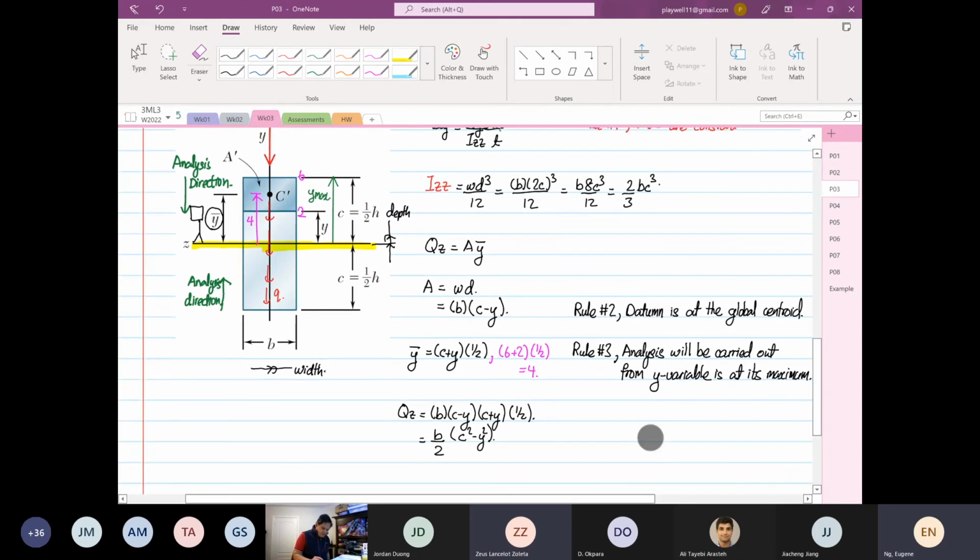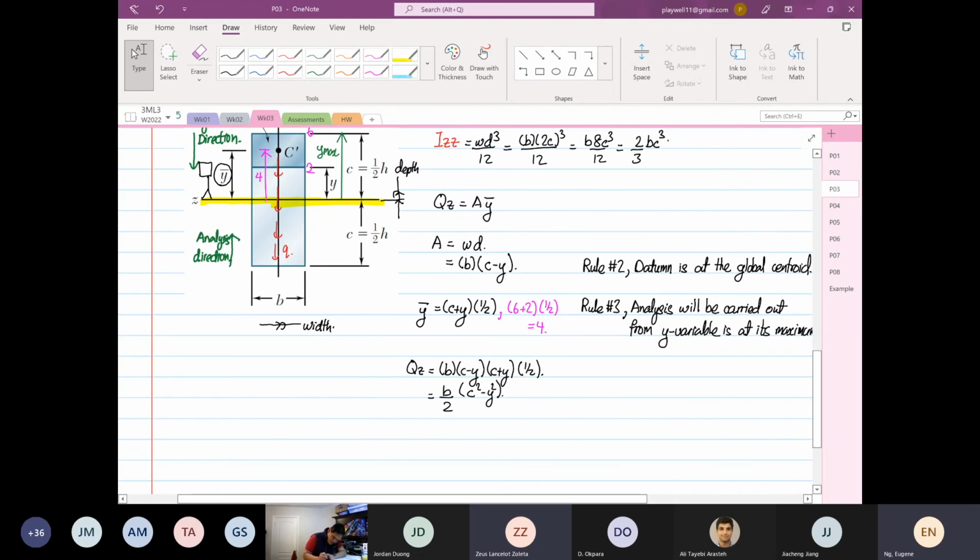Okay. So now we are going to substitute into our formula, shear xy is equal to shear yx. So this is equal to Vy, which is constant, divided by Izz, which is 2 over 3 bc cubed. Right. Then we have our b over 2 (c squared minus y squared). Okay. And then we know that the thickness is equal to b.